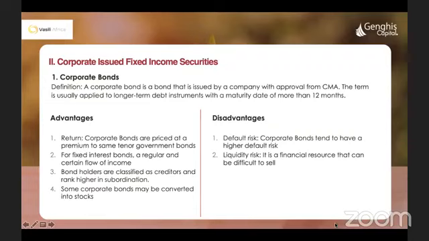Disadvantages: the levels of default are higher compared to government instruments. Also in Kenya, in terms of liquidity, these bonds are difficult to sell because we don't have a robust and deep fixed income market for corporate instruments. Most people hold to maturity because the opportunities to sell are usually rare in this market.